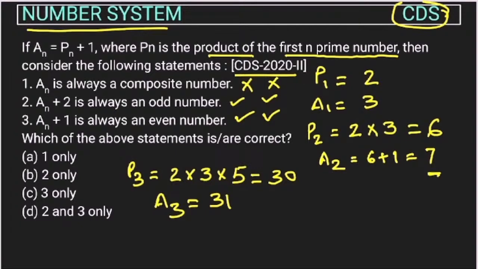So this first option fails in one situation, so we will not consider that. So now an plus 2. If we are doing plus 2, this will be 33. This is again an odd number. And an plus 1 means 31 plus 1, 32. This is again an even number. So it is getting satisfied. So second and third are correct in all cases. So the answer will be option D.